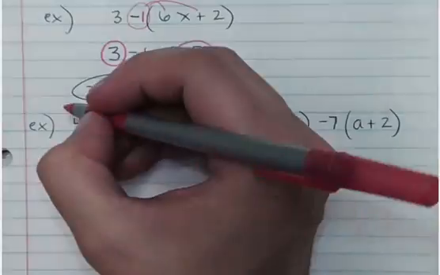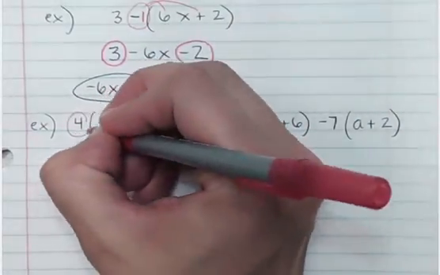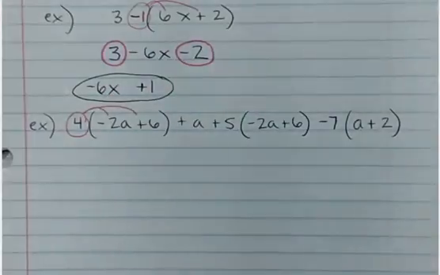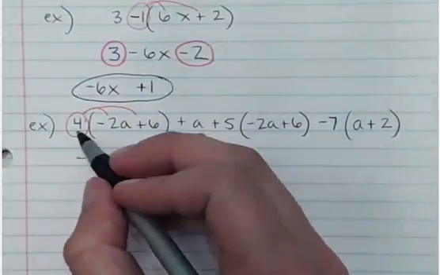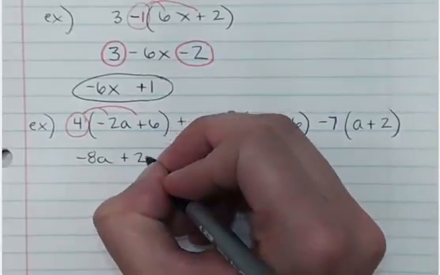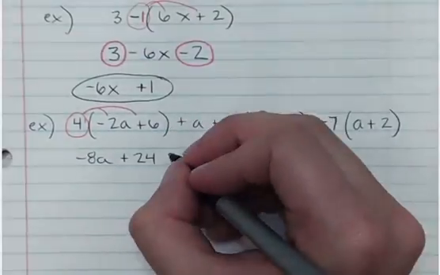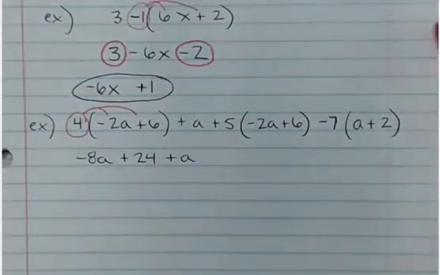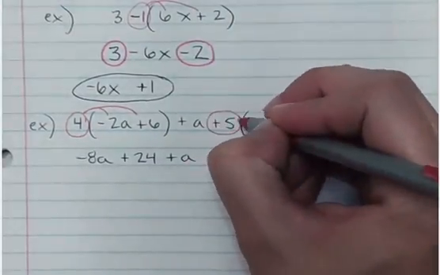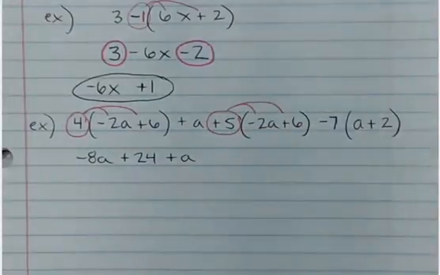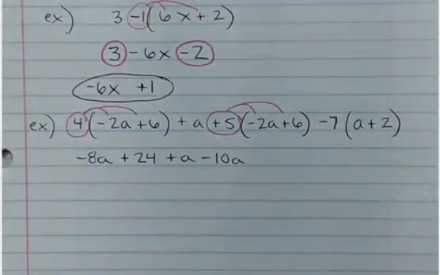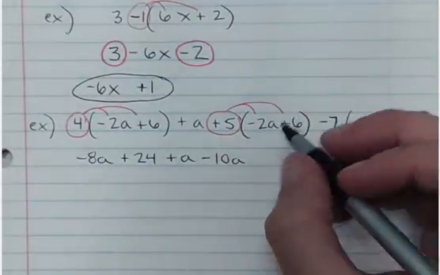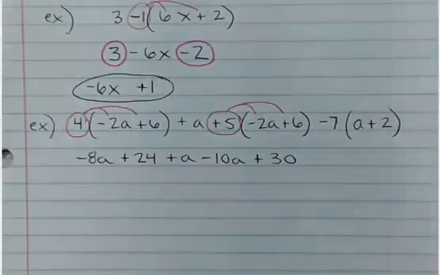Okay, so lots of things going on here. This first set of parentheses I need to get rid of, so I'm going to distribute the 4 to that one, and I'm going to go sort of right at the same time that I say it. So 4 times negative 2a is negative 8a. 4 times 6 is a positive 24. This a falls down. Now I need to get rid of this second parentheses, so this positive 5 has to be distributed. So 5 times negative 2a is negative 10a. 5 times 6 is a positive 30.